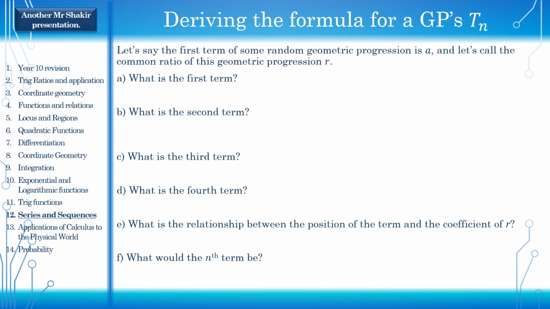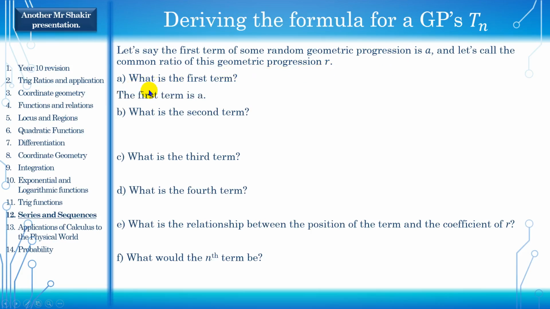Alright, let's derive the formula for a geometric progression's nth term. So let's say the first term of some random geometric progression is a. The first term is a. And let's call the common ratio of this geometric progression r. So we are multiplying the previous number by r to get the next number. Okay, so we have a geometric sequence, a random one. Could be any. The first term is a, and we're multiplying each term by r.